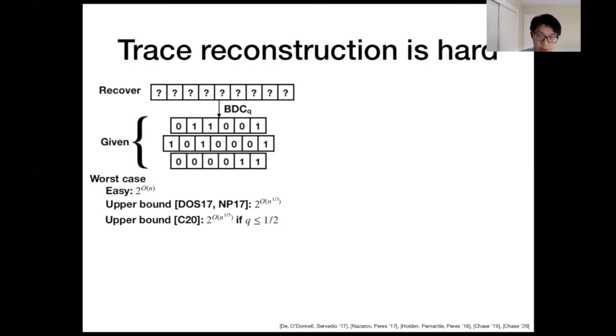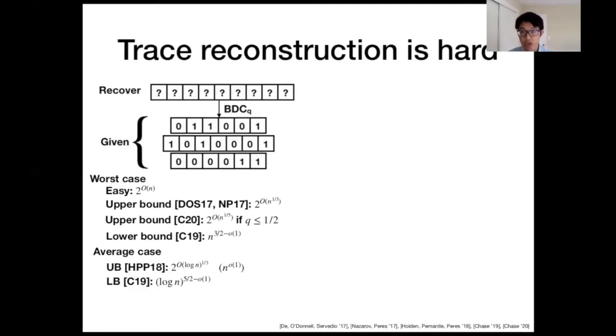Very recently, it was posted on the arXiv that you could do trace reconstruction in 2 to the 5th root of n traces if your deletion probability is at most a half. So these two results give the state of the art. And the best lower bound is only a polynomial in n, so n to the 3/2. And so you can see there's an exponential gap between the best upper and lower bounds for trace reconstruction.